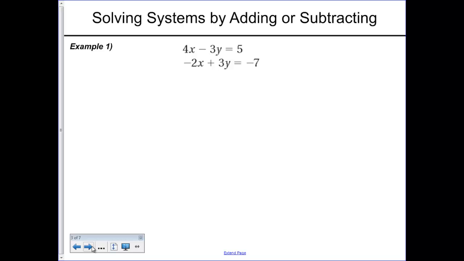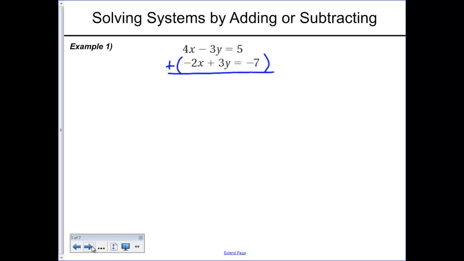Example 1, we've got two equations here, so it means we have a system of equations. They both have an x, they both have a y. But what you'll notice here is on the y, they both have a coefficient of 3. The difference is one is positive and one is negative. So the question is, how do you get a positive 3 and a negative 3 to cancel each other out? Well, the answer is we add them together.